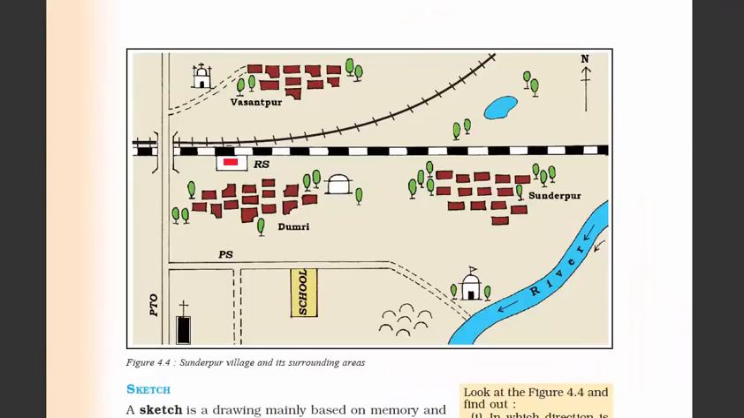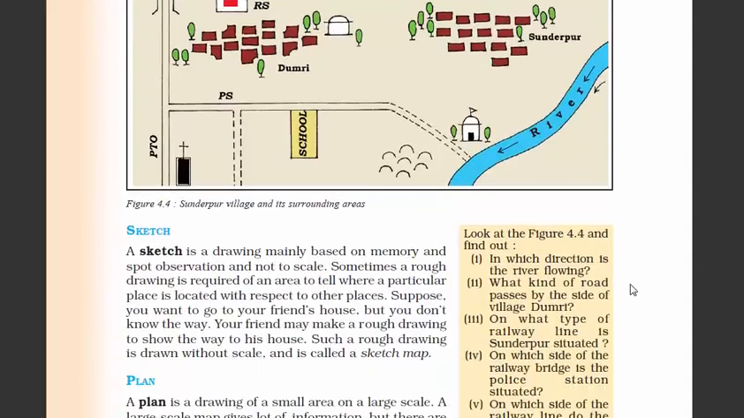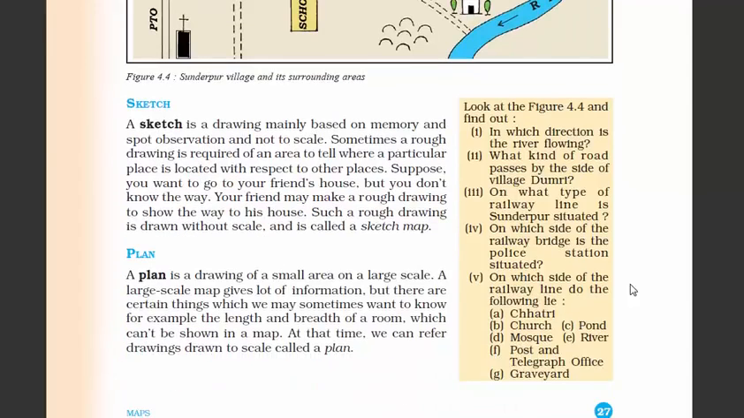Page 5. In this page we will differentiate between a sketch and a plan. A sketch is a drawing based on memory and spot observation. Think of it this way: you go to a place, you see the things around, you come home and draw anything that remains in your mind, whatever you can recollect. That is what a sketch looks like. Whereas a plan is a drawing of a small area on a large scale, like how they do in military operations. Every detail is mentioned, right from distance, size, resources, etc.